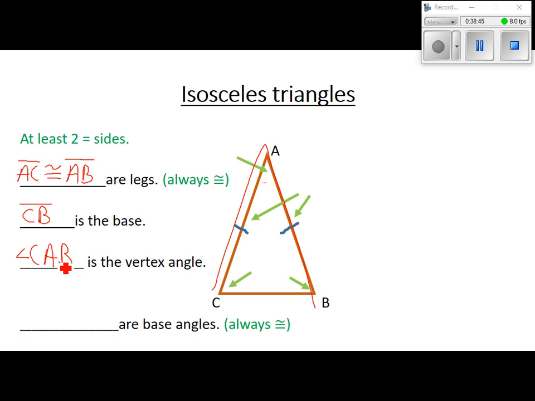The base angles, those I'm going to name with just 1 letter. The base angles are right here. That's this angle and this angle. So it's angle C and angle B, which have to be congruent to each other.